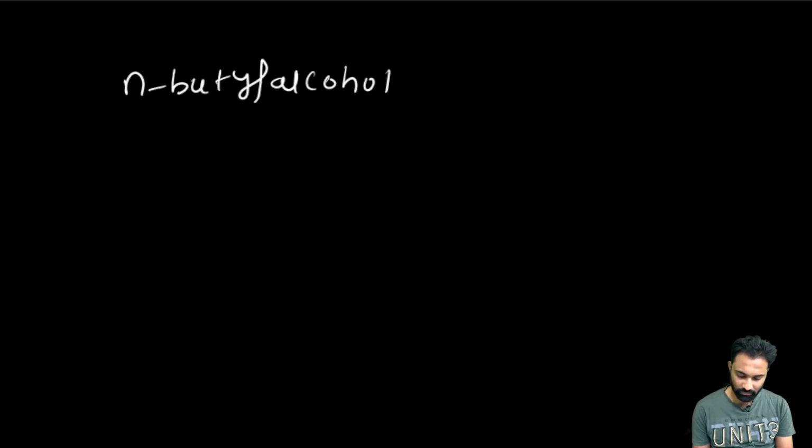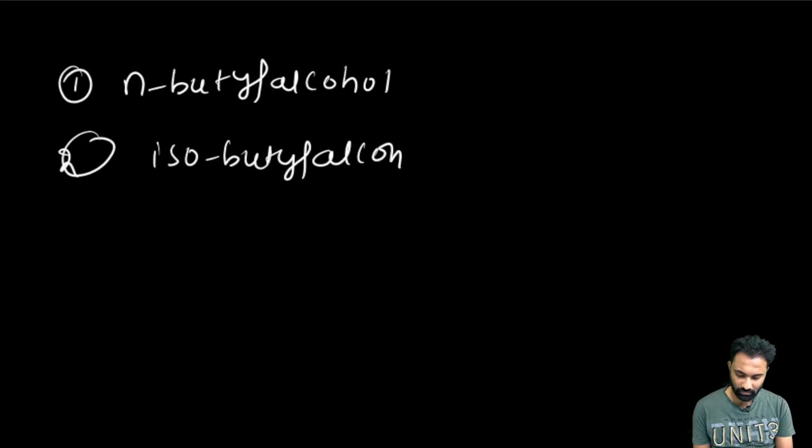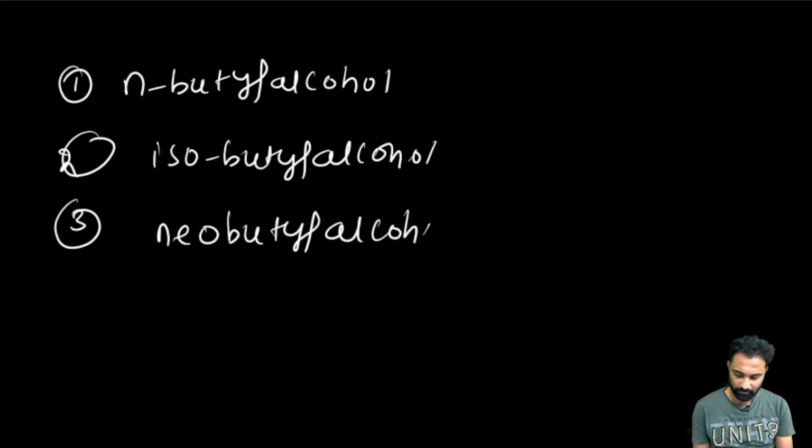Now next I will give you this one: n-butyl alcohol. Second one, isobutyl alcohol. Third one, neobutyl alcohol. Among the 1, 2, 3, which is having the higher boiling point and order? Which is having the higher boiling point and order?